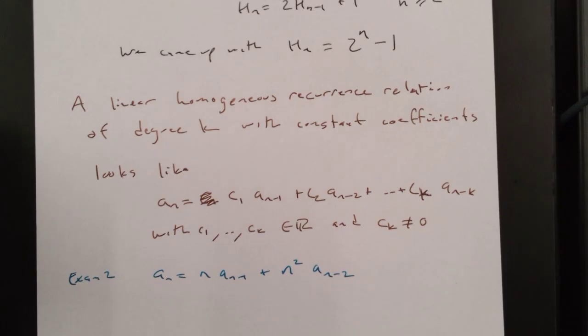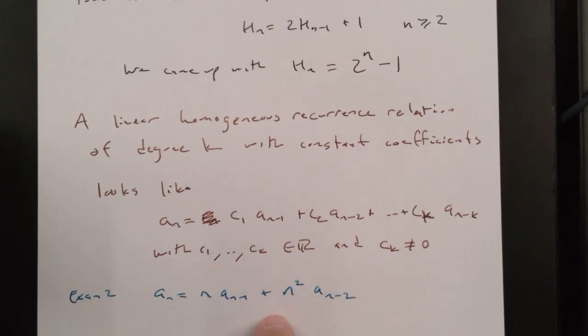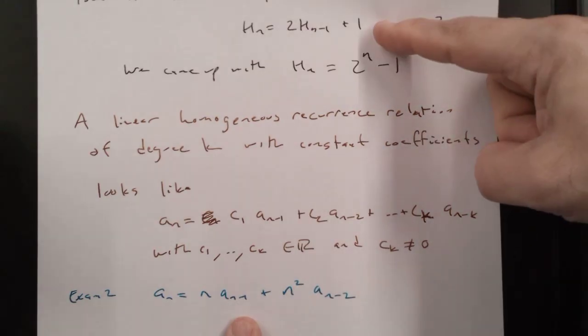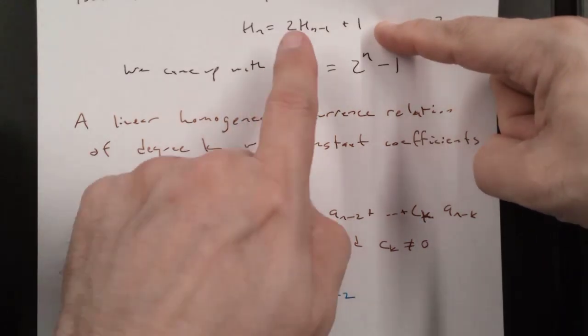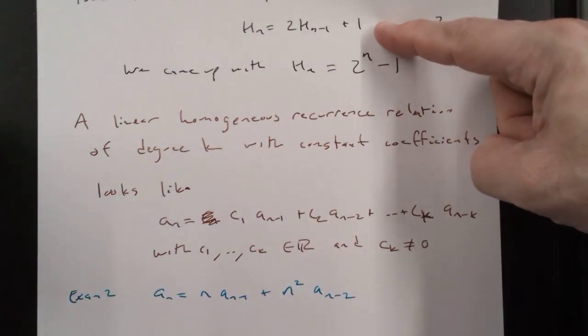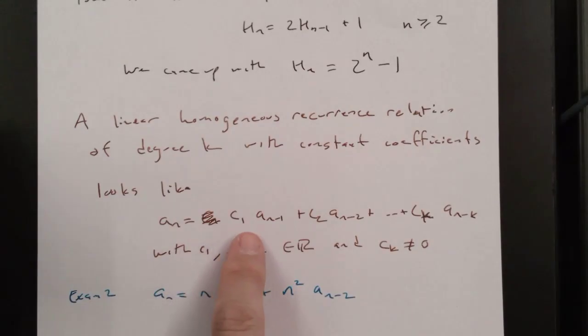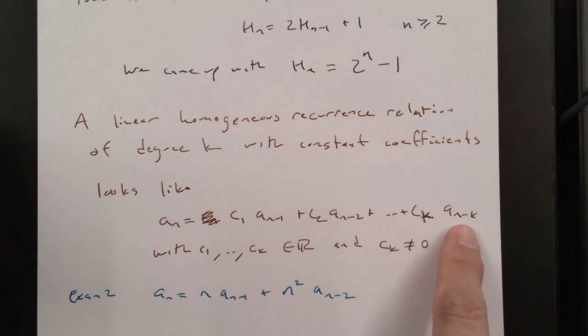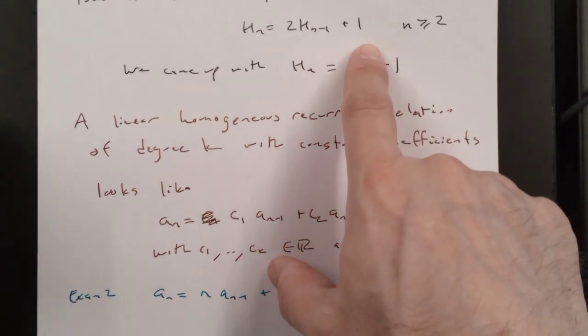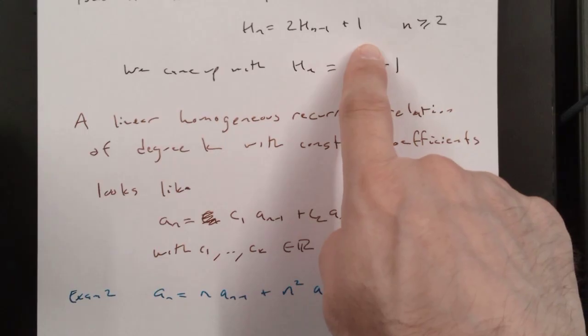Homogeneous. This is a homogeneous recurrence. This is not. The reason this is not homogeneous is that plus 1 on the end. Look at all of these bits over here. It's number times a_{n-1}, number times a_{n-2}, number times a_{n-k}. This is a number alone. There's no a_n next to it, is there?